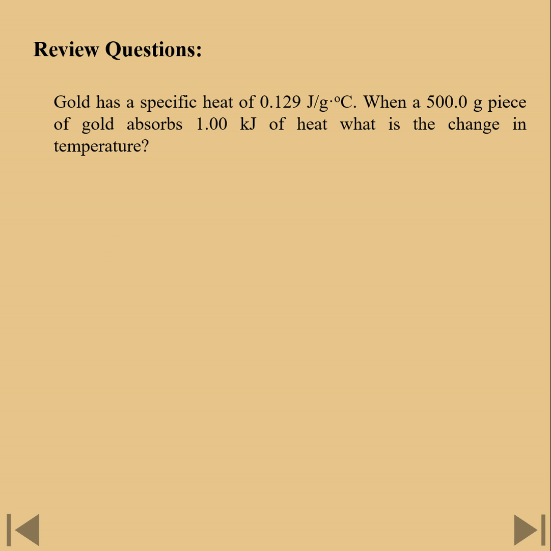Our first question asks, gold has a specific heat of 0.129 joules per gram degree C. When a 500 gram piece of gold absorbs 1 kilojoule of heat, what is the change in temperature? Okay, well, we're always going to start with our primary equation when we're using an equation, and our primary equation here is q equals little m little c delta T, and we're after delta T, so let's isolate delta T.